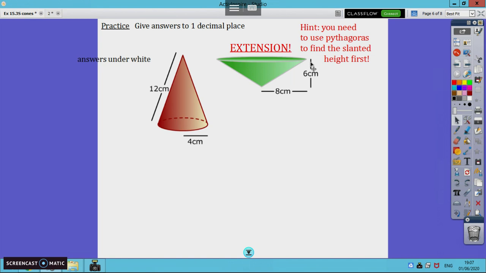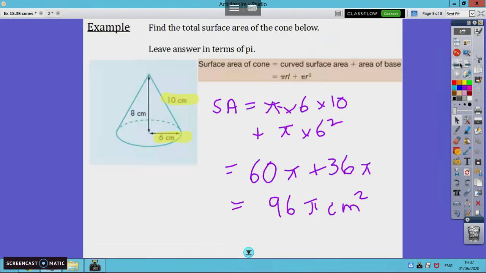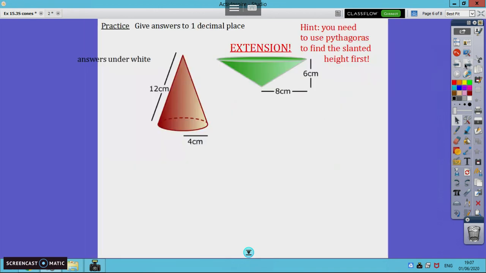Now be careful here because this is exactly what I talked about here. You're given your radius, which is 8, but you're not given that slanted height. But look, I've been very kind here, and these two lengths here are the same as this one here. Except the height, they might be the other way around. But you can find that slanted height there using Pythagoras before you go any further. So pause the video, have a go. Hope you've done that now.